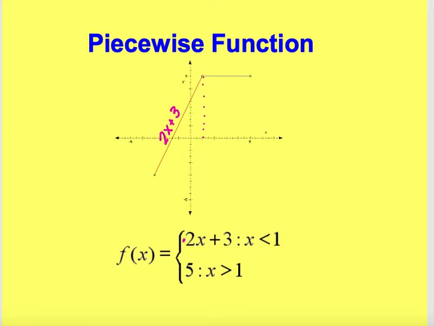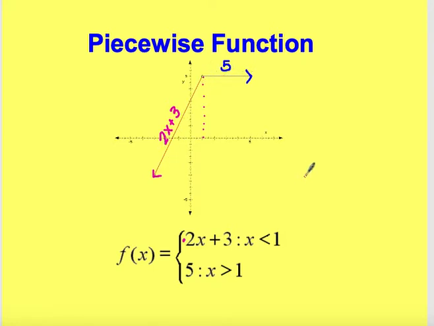For my second graph, it is constant at 5. I know that's hard to read on the graph, but this is the constant at 5. This graph is going to be consistently at 5 when x is greater than 1. So what we have are two pieces of two different functions: 2x plus 3 when we're less than 1, and 5 when we're greater than 1.